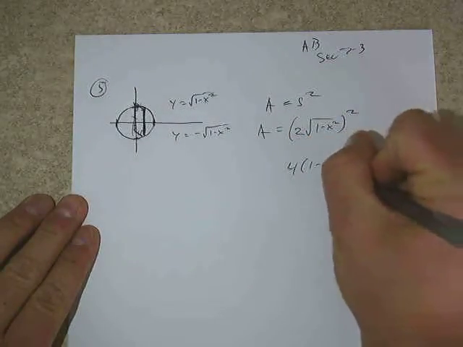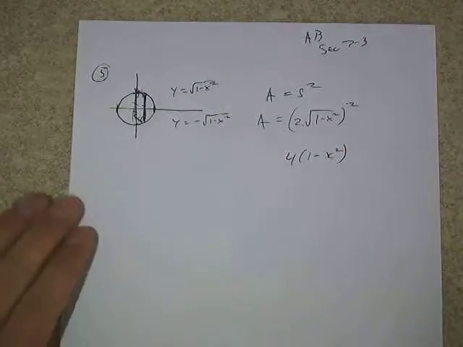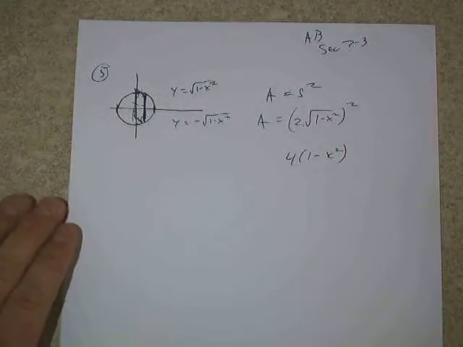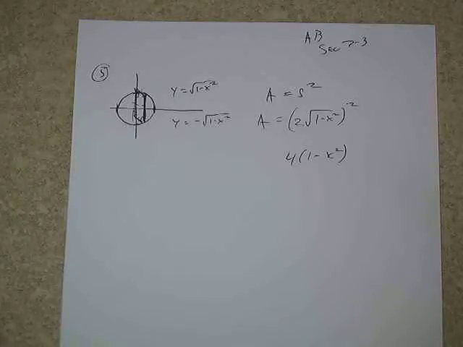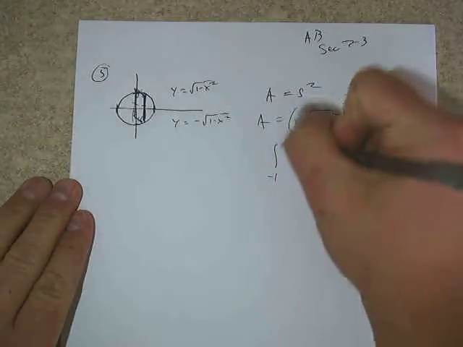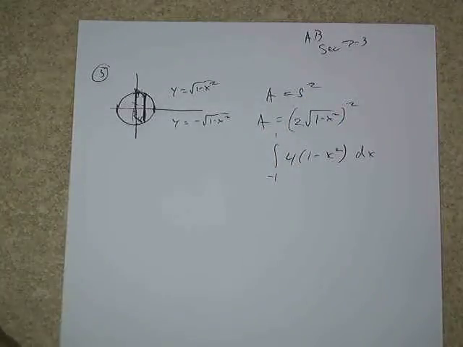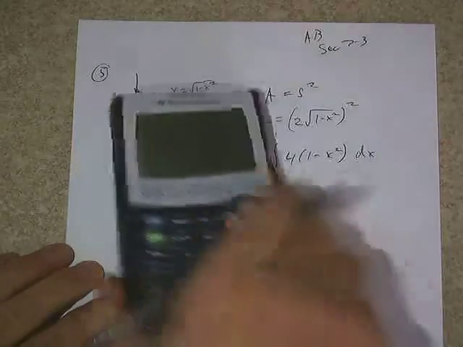And so if we have that as our integrand, ultimately it would be 4 times 1 minus x squared. The 2 would be a 4, and the square root would cancel the square. And then if we write an integral from -1 to 1, that should sum up all the squares, shouldn't it?